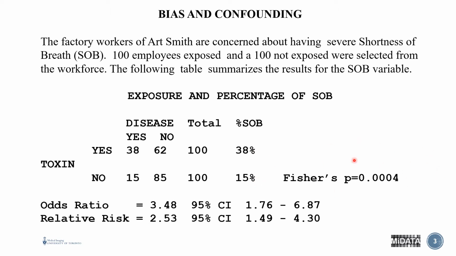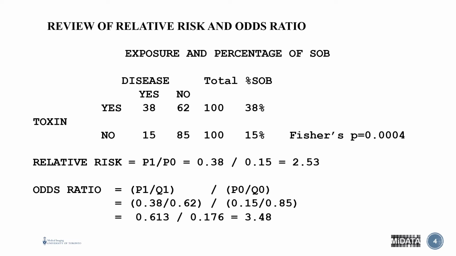You do a Fisher's exact test and you get significance. Here's your odds ratio and your relative risk. We'll have a little chat about that later, but your odds ratio is 3.48. Here's your confidence interval, and your relative risk is 2.53, and here's your confidence interval. So far, pretty straightforward. Okay, let's review relative risk and odds ratio a little bit.